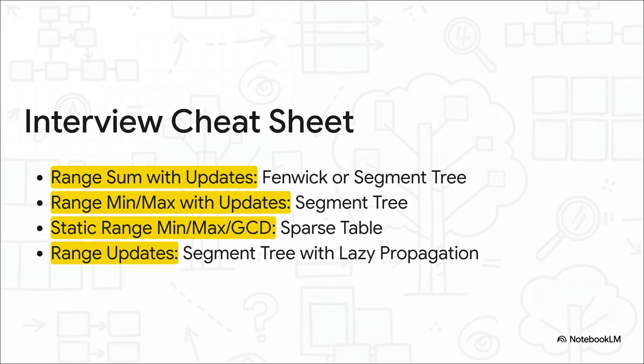And let's just boil it down to an interview cheat sheet. Range sum with updates: Fenwick tree or segment tree. Fenwick is usually easier. Range min/max with updates: it's got to be the segment tree. Static range min/max/GCD: sparse table, no question. And if they hit you with a real curveball, like updating an entire range of values at once, well, that's when you bring out the big guns, a segment tree with lazy propagation. That's a more advanced topic, but good to know it exists.